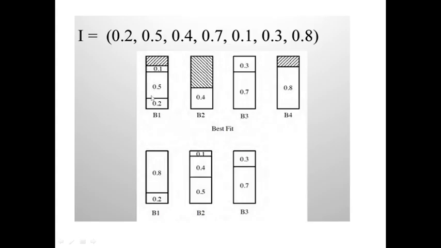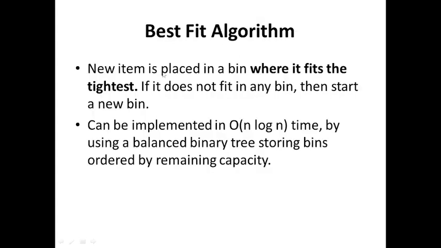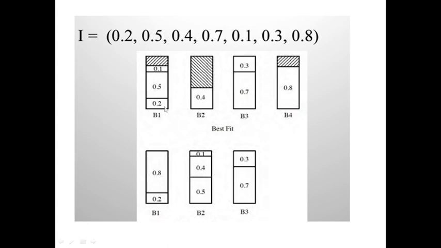So again, let us start. This best fit algorithm says that a new item is placed in a bin where it fits the tightest. If it does not fit in any bin, then start a new bin. So you have to look at the tightest fit.